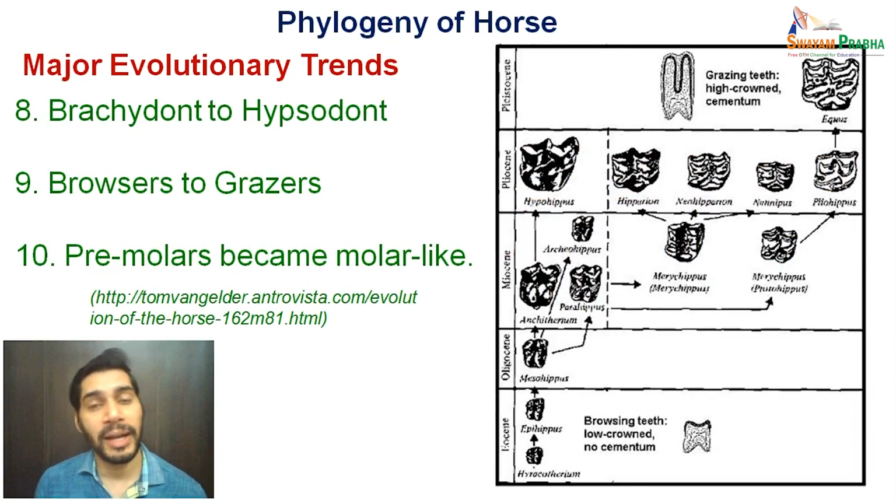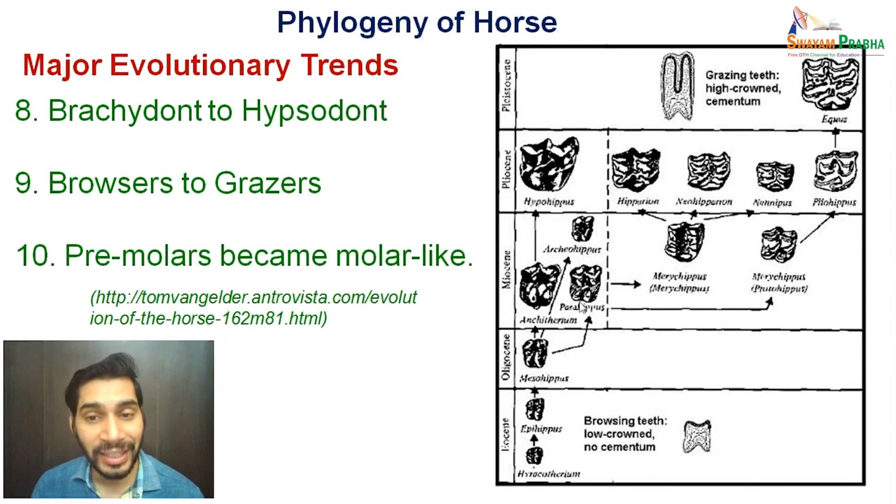Then regarding dentition, as I just said, there are brachydont to hypsodont changes. The modern form is hypsodont in nature, but the earlier or primitive forms of horse evolution were not always hypsodont. They were basically brachydont. If you see this chart with respect to the geological time scale and the evolution of the horse from Hyracotherium to Equus, Equus has grazing teeth, which are high crowned and with cementum. The teeth present in Hyracotherium were browsing type, with low crown and no cementum.